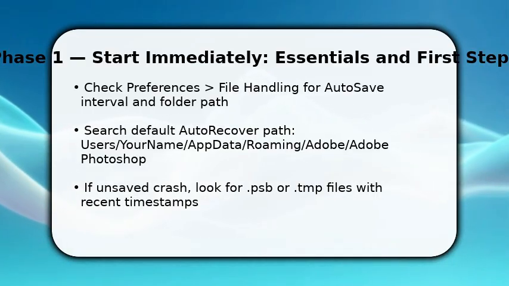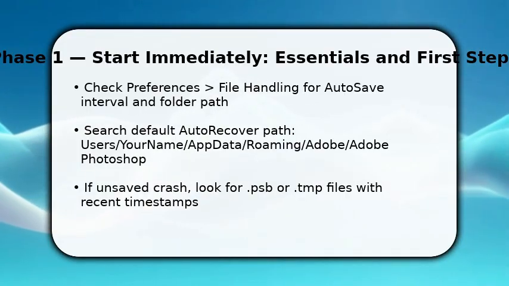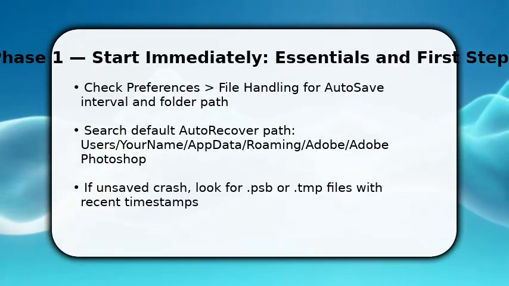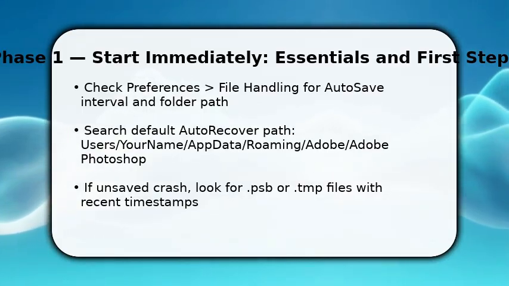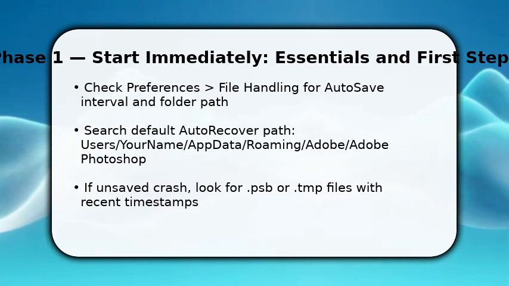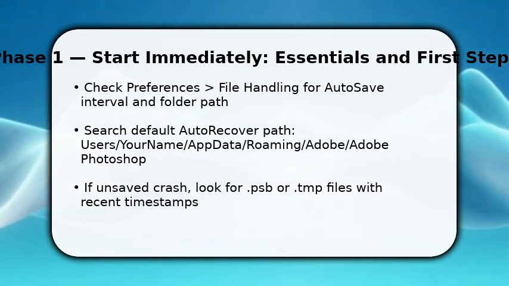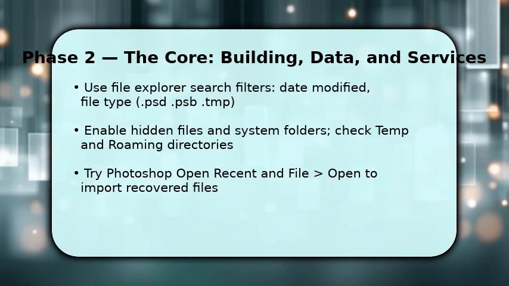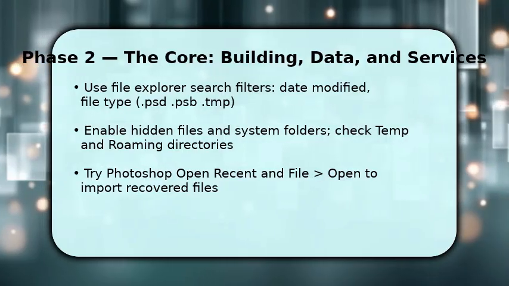Once done, use your OS file browser to navigate directly to that folder. On Windows, check App Data. On Mac OS, check /library/application support. Make sure hidden folders are visible, because auto-recover files often live in buried directories and may use PSB or TMP extensions. Next, you'll perform a focus search and attempt recovery.